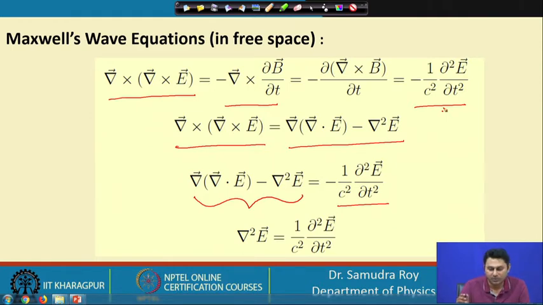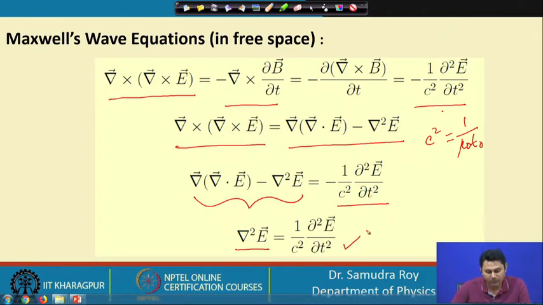I use this equation and replace mu 0 epsilon 0 by 1 by c square, because I know that c square is nothing but 1 by mu 0 epsilon 0. So I replace this, and after replacing that, I get this equation. Finally, I have an equation grad square E is equal to this. This is nothing but the wave equation.